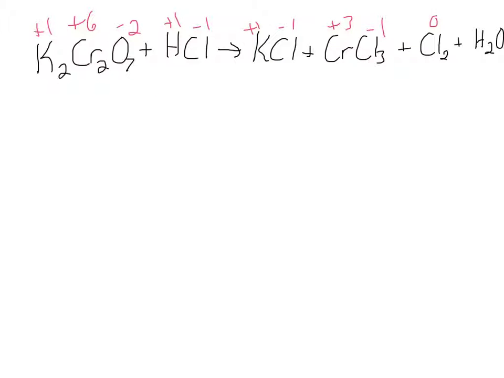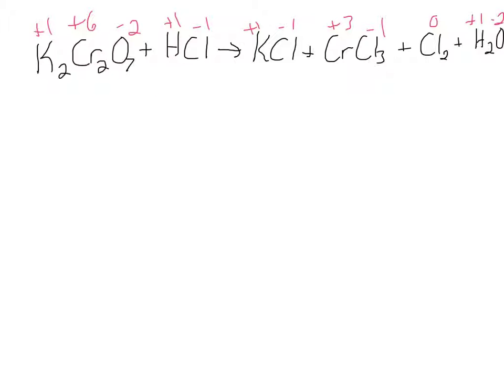Here the chlorine is by itself, and then water, hydrogen is +1, oxygen is -2. Now, identifying what is changing. I've got K with a +1 on both sides, so the K is not changing.